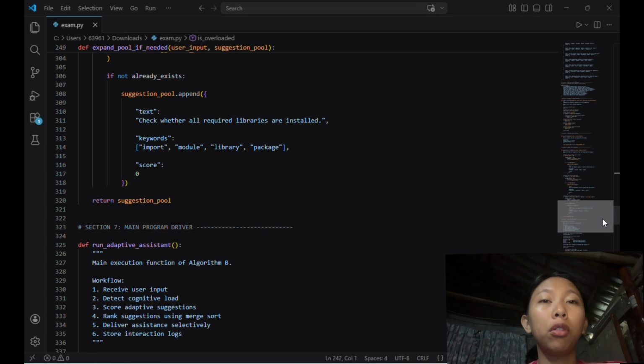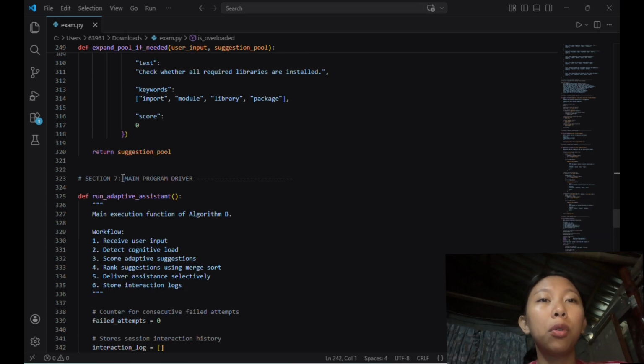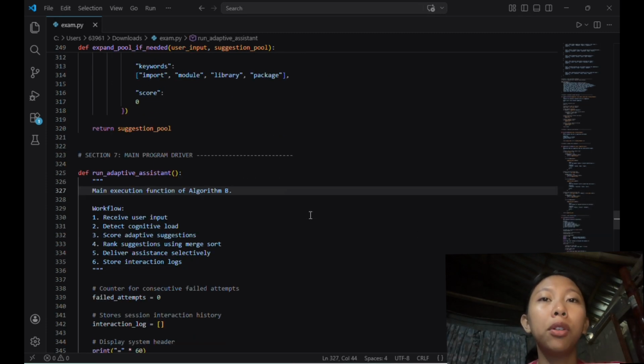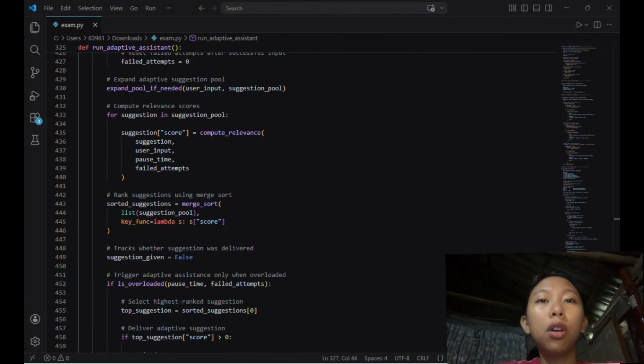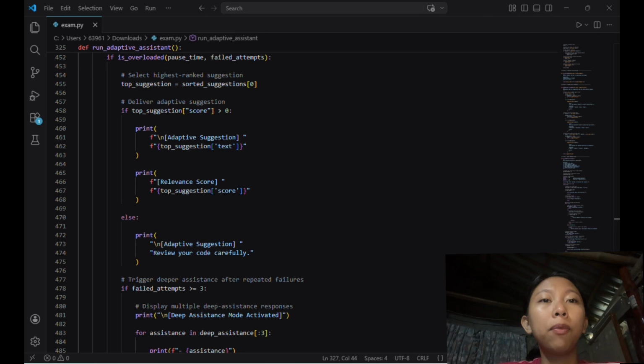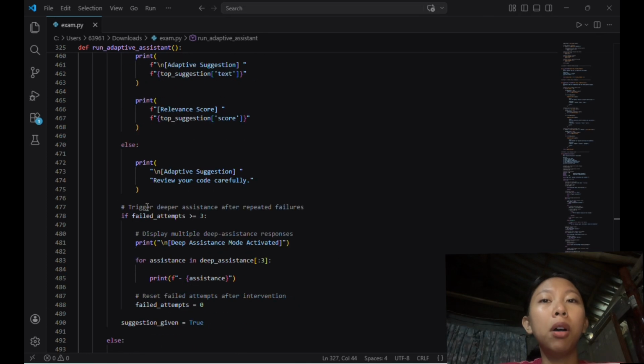Fifth is the main program loop, where the user inputs code, the system evaluates behavior, ranks suggestions, and decides whether to provide assistance. If the user is highly struggling, it also activates a deep assistance mode with step-by-step debugging guidance.